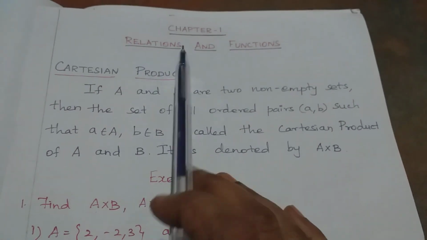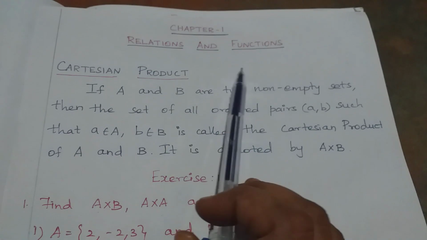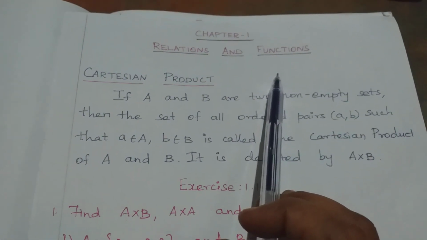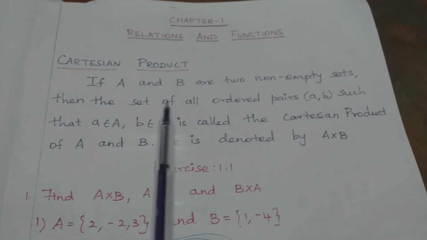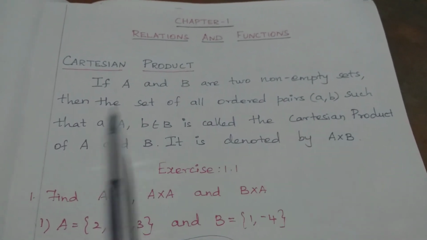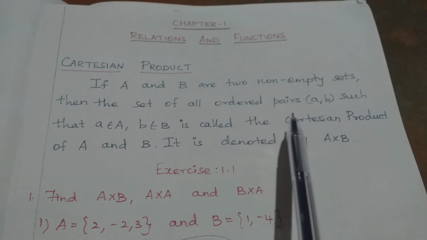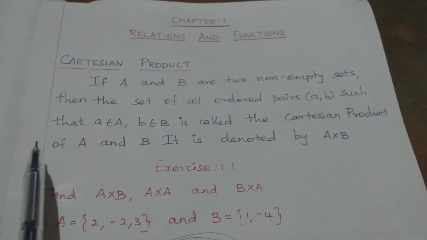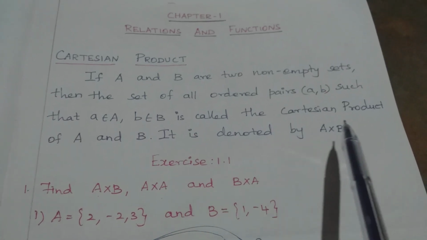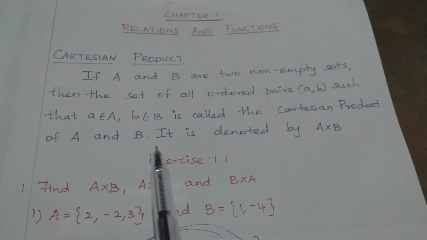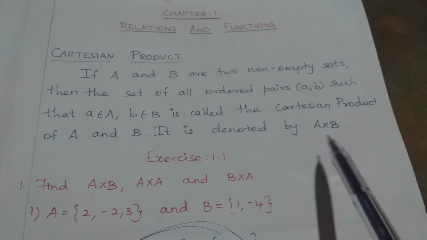Now, you are going to see Chapter 1 Relations and Functions of Class 10th. So, first exercise: Cartesian product. If A and B are two non-empty sets, then the set of all ordered pairs (a, b) such that a belongs to A, b belongs to B is called the Cartesian product of A and B. It is denoted by A cross B.